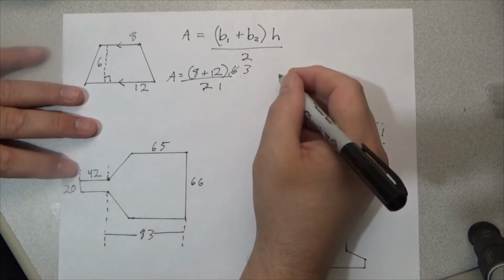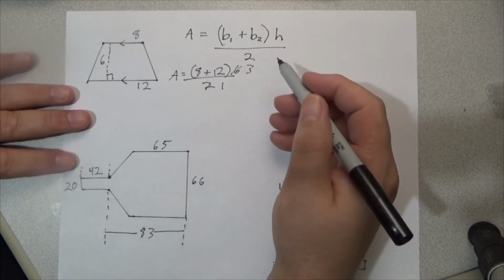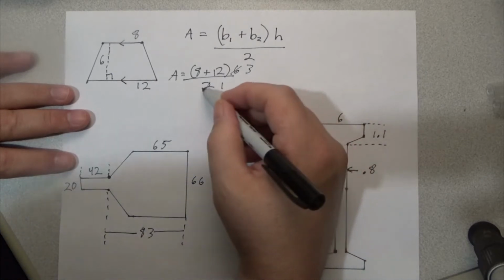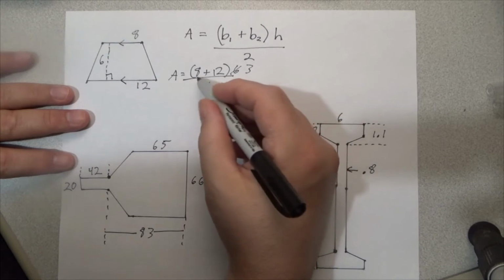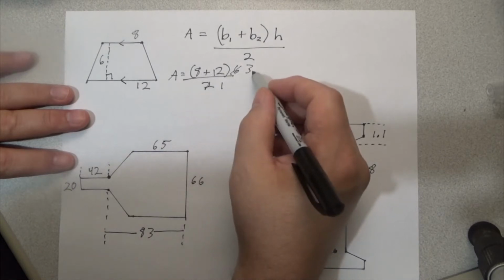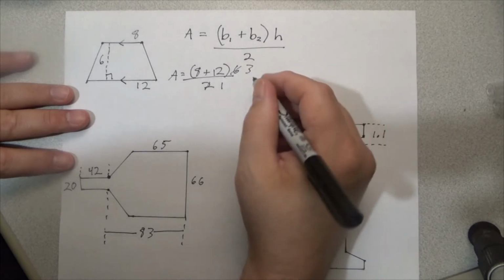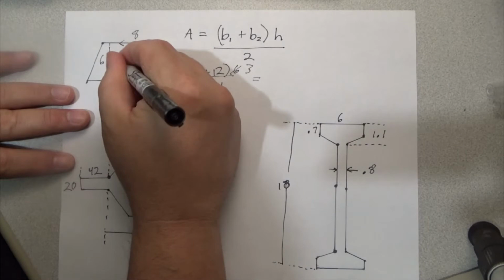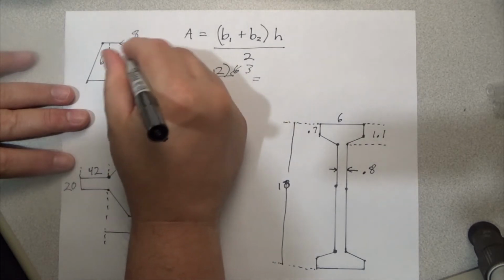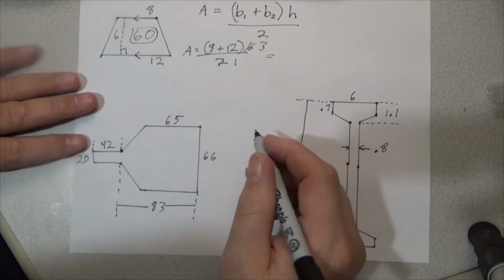Now you don't have to do this kind of thing. The only reason I can do that is because 6 is even. If it's not even, I'm not going to mess with it. But that eliminates the denominator for me. So now all I have to do is add these two together and then multiply it by 3. 8 plus 12 is 20. 20 times 3 is 60. So the area of that trapezoid is 60.